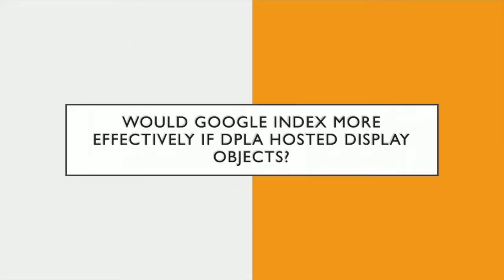So the question that we sought to answer with a little pilot project that we did earlier this year is, would Google index more effectively if DPLA hosted display objects? Or was there something inherent about the DPLA platform that was preventing Google from indexing? So I'll turn the rest over to Michael.